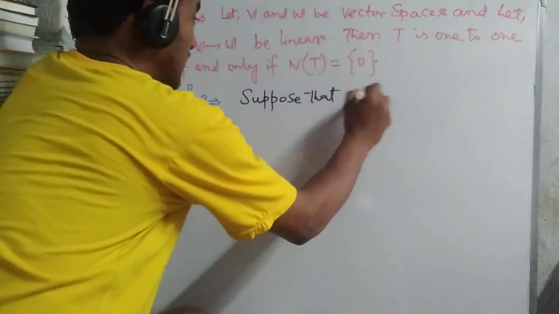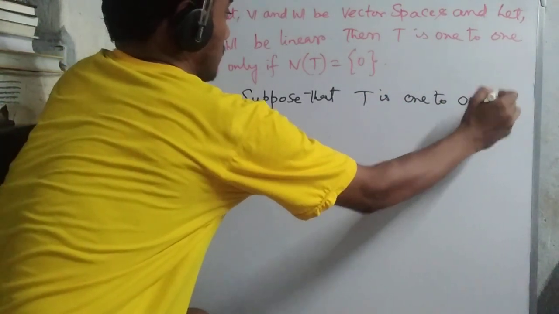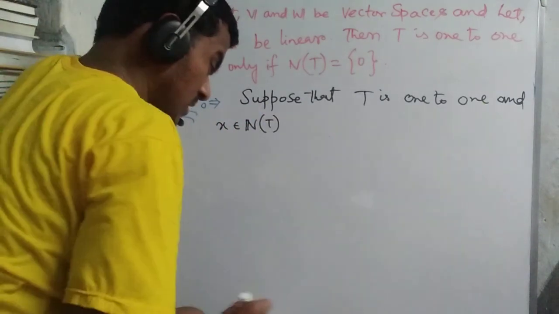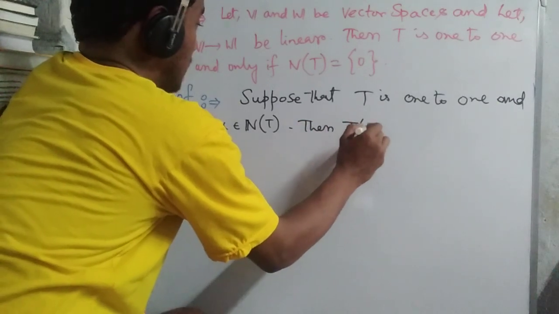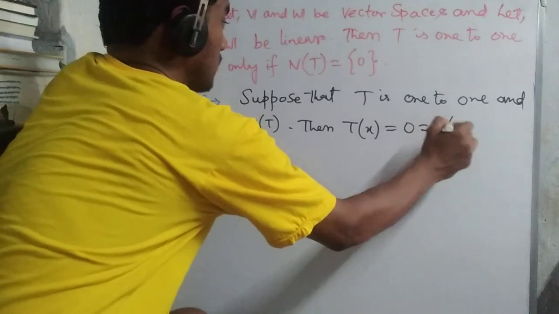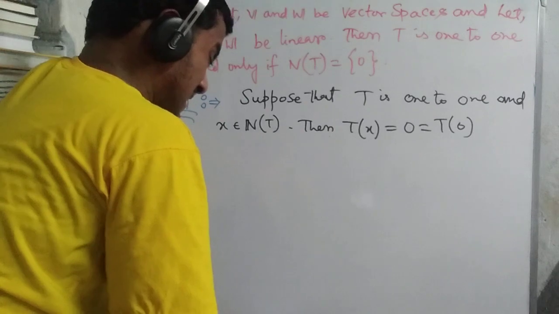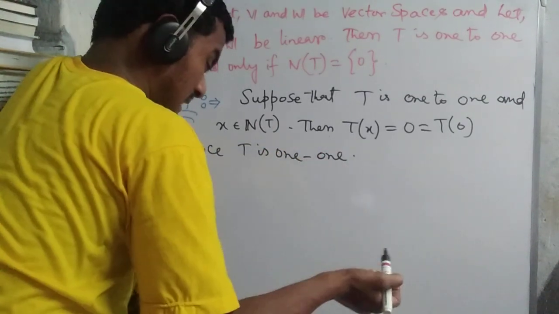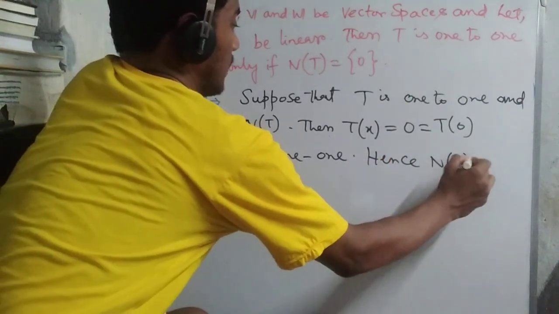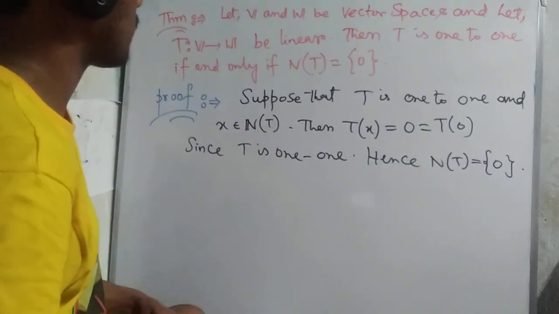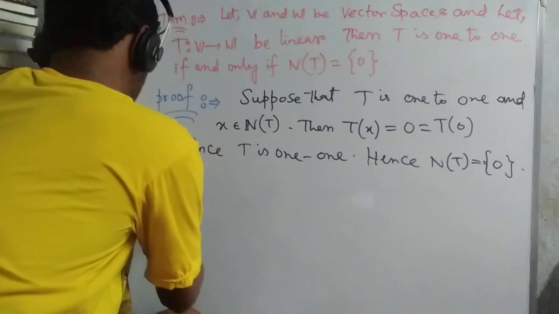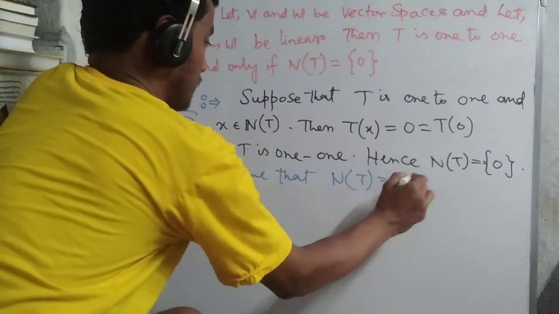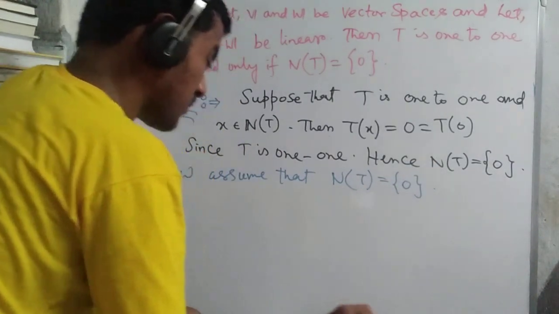Suppose that T is one-to-one and x belongs to NT. Then Tx equals 0 equals T0. Since T is one-to-one, hence NT equals 0. Means if T is one-to-one, then NT equals 0. Now we assume that NT equals 0. Then we have to prove that T is one-to-one.